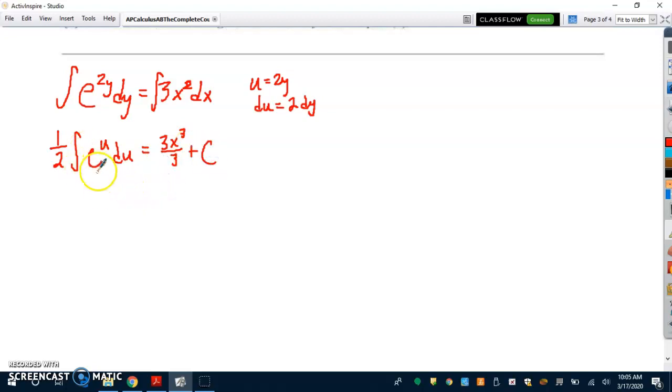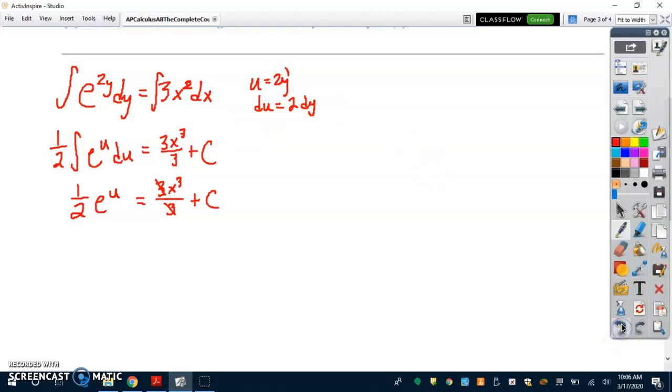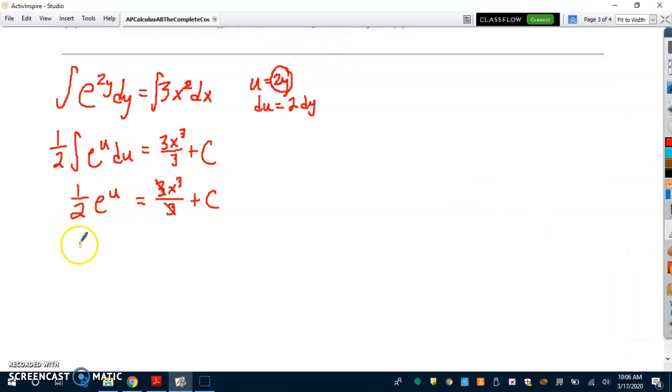Alright, now we integrate this. The integral of e to the u is just e to the u. So that's 1/2 e to the u equal to 3x cubed over 3 plus c. And we can go ahead and simplify that. These two 3's are going to cancel. Now let's substitute back in our u. Our u up here is 2y, right? So we're going to go ahead and substitute that back in. So I've got 1/2 e to the 2y equal to x cubed plus c.